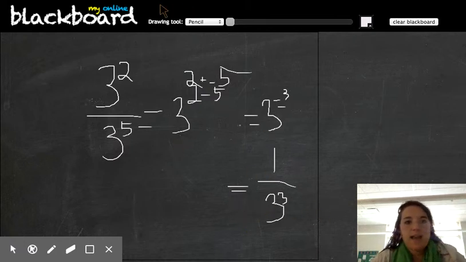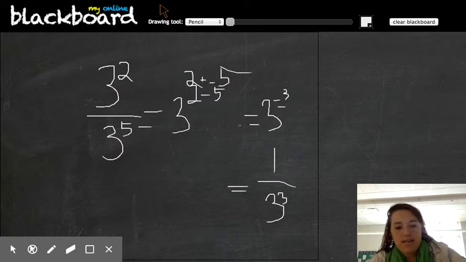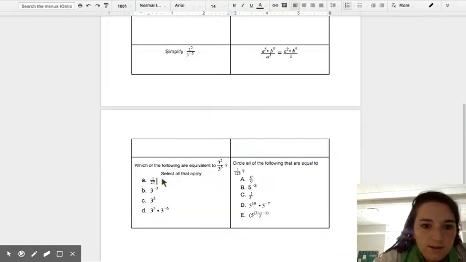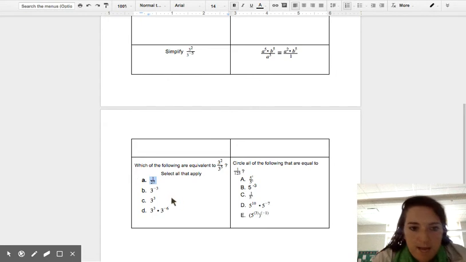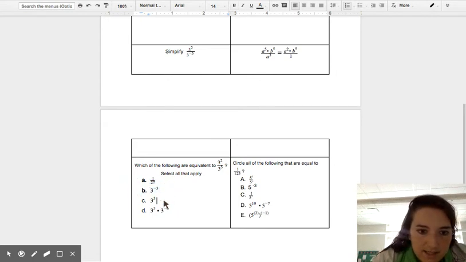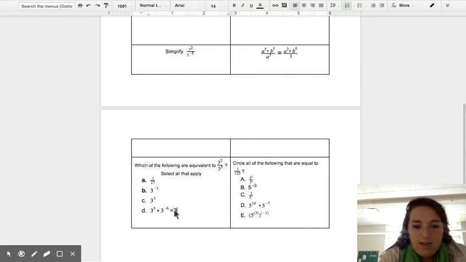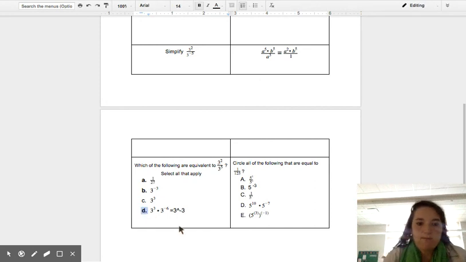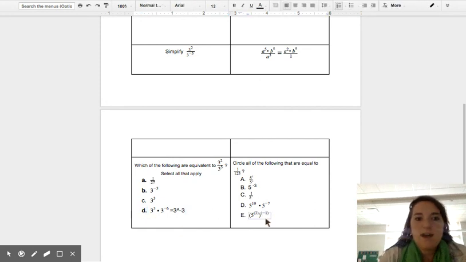Looking back at our answer choices, which of the following is equal to 1 over 3 cubed? 3 cubed is 27, so A is correct, B is correct, C is not correct. And then if you add these together, you'll get 3 to the -3rd, so D is correct as well. So the answers are A, B, and D. Go ahead and try the last one on your own.